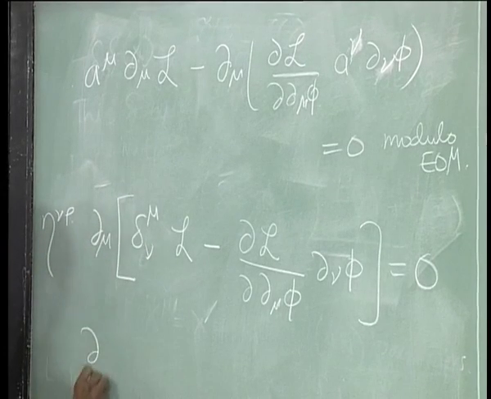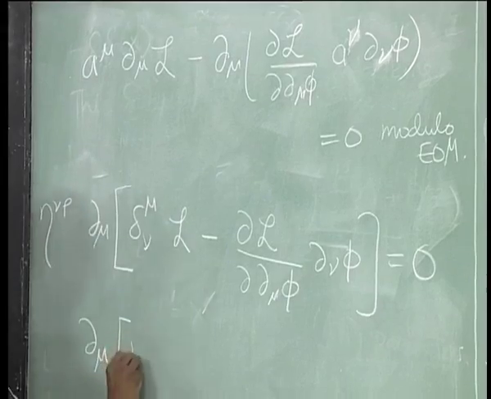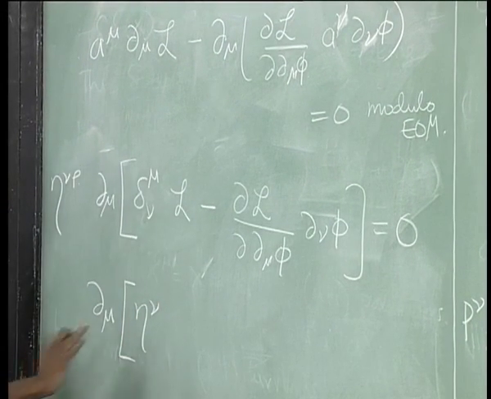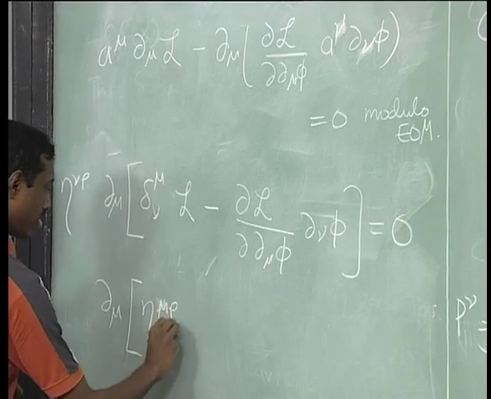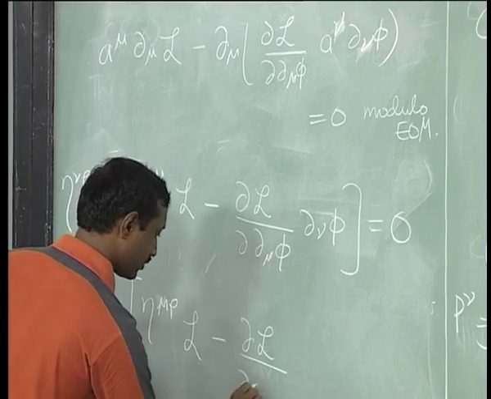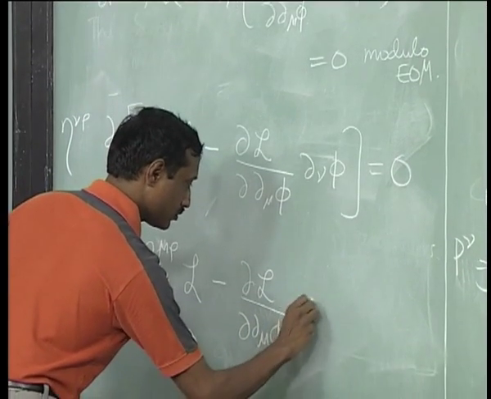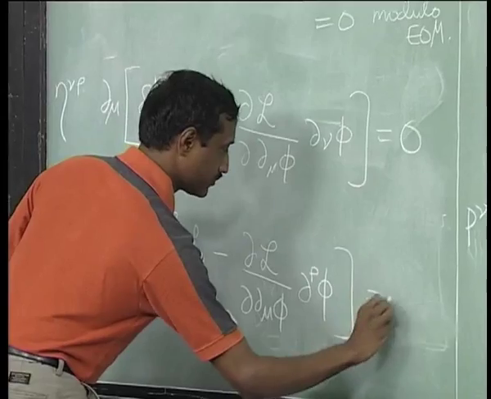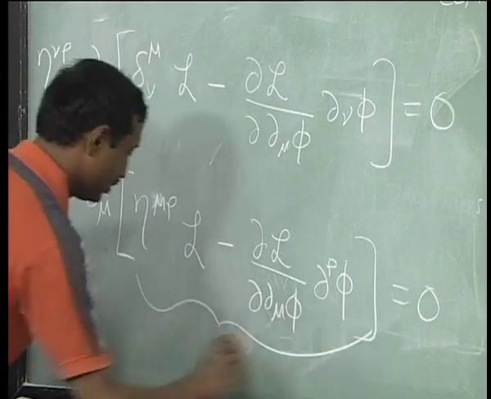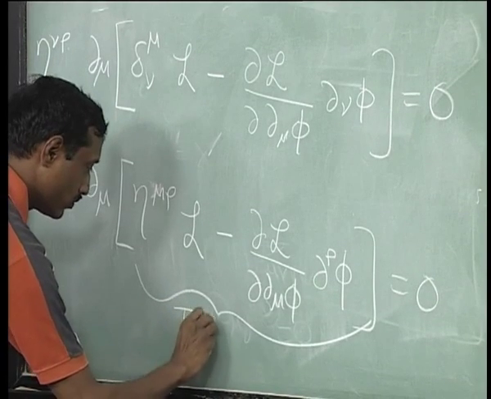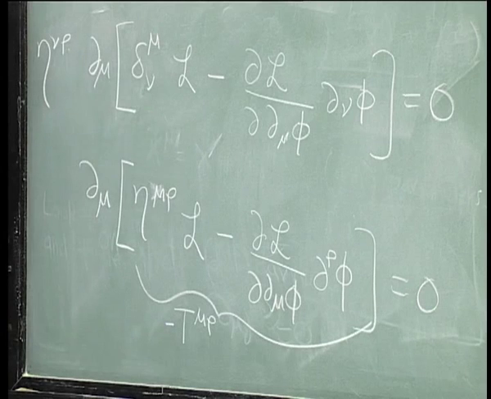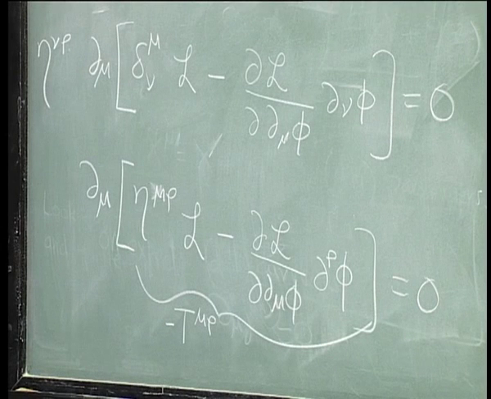So I get d mu of eta nu, eta mu rho L minus d L. Okay, so this object I will call T mu rho with a minus sign. Convention has to do with this. So I choose to put a minus sign out here. So we get a nice formula.